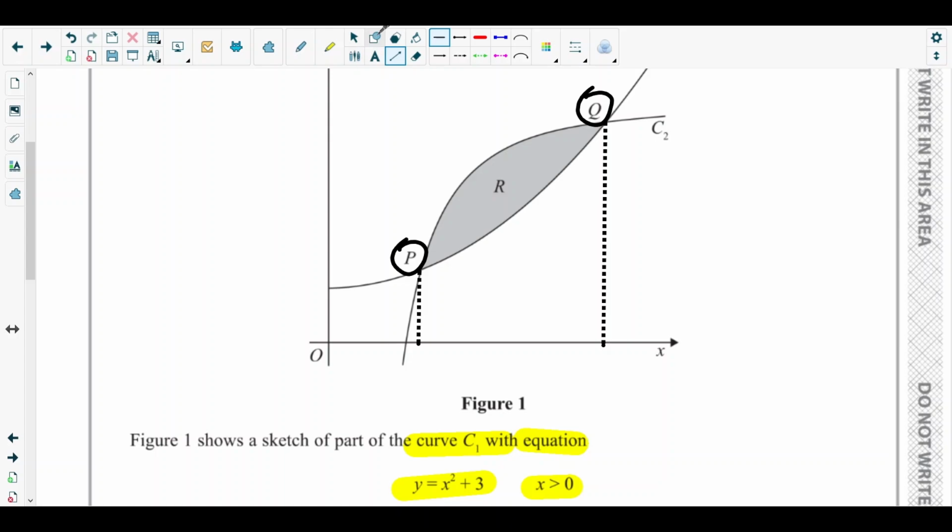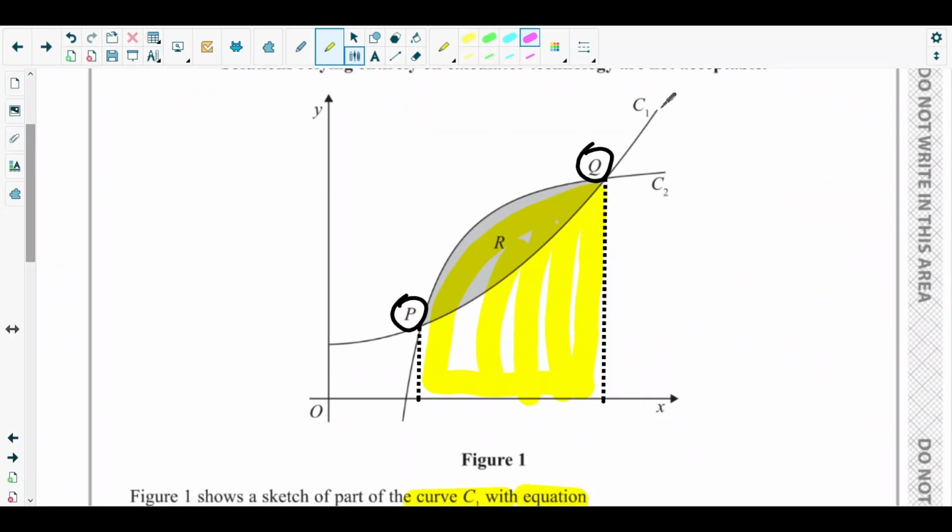Fine. So what we will do is find the area under the curve C2 and the x-axis, this region. That whole region. And from that whole region, we will subtract the area under the curve C1. Curve C1 is the one that goes up. So if you subtract this part, we will get the area of region R.